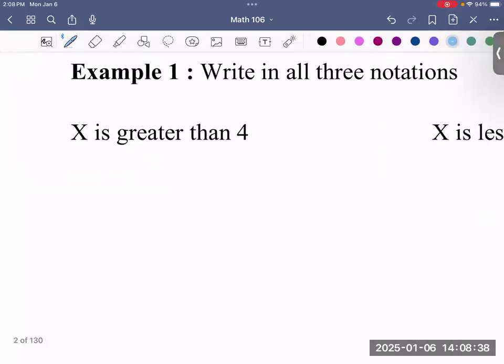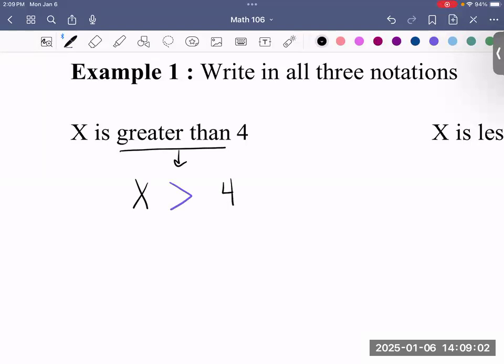It says x is greater than 4. Keep in mind, when we go from writing sentences, and it also says write in 3 notations, start with whichever you're comfortable with. When it says x is greater than 4, I now know the greater than symbol is the one that looks like this. So we have x > 4.